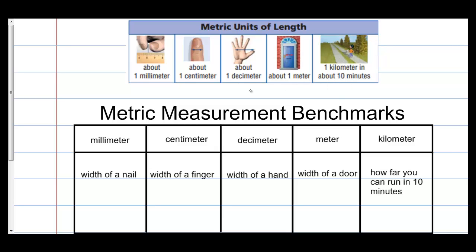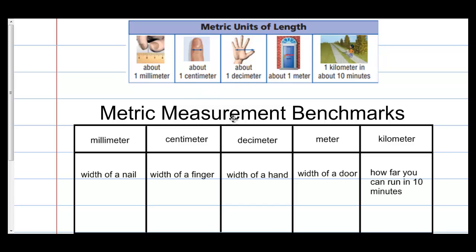Now these are called benchmarks. And what that means is you may not be familiar with what a millimeter is, but you can use something like the width of a nail as a benchmark because you do know what a nail looks like and you know that it's very tiny. Same thing about right here. You may not know exactly how big a centimeter is, but you know how wide your finger is. So your finger becomes a benchmark for these units of measurement.